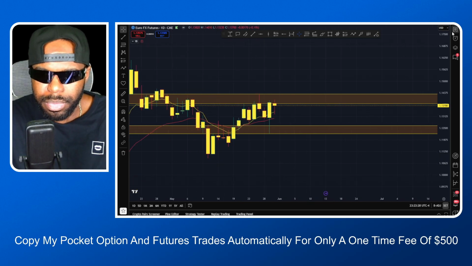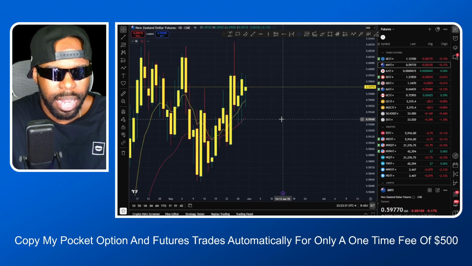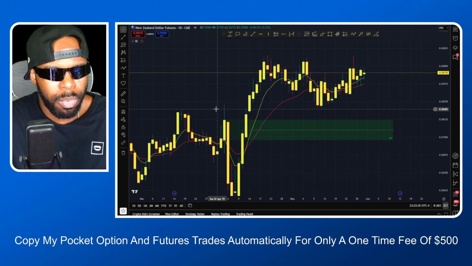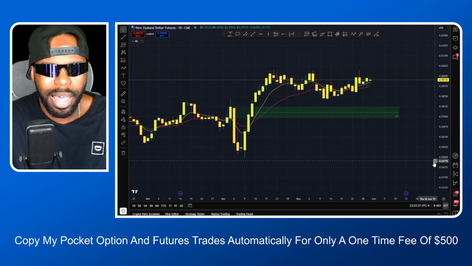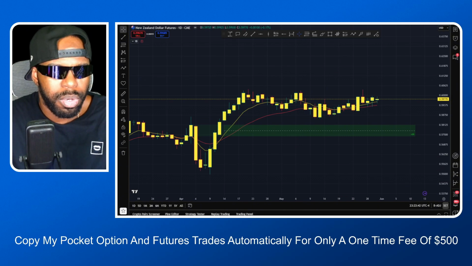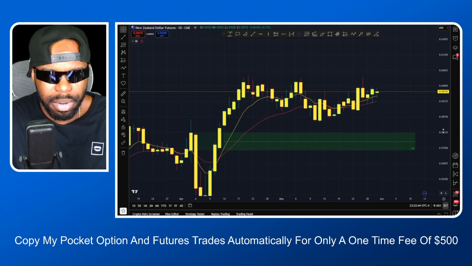Okay, I'm going to mark up another chart here. Let's look at the New Zealand dollar. The same way I'm marking up these charts is the same way I do on Pocket Options. I'm on the daily chart on the New Zealand dollar here on futures.